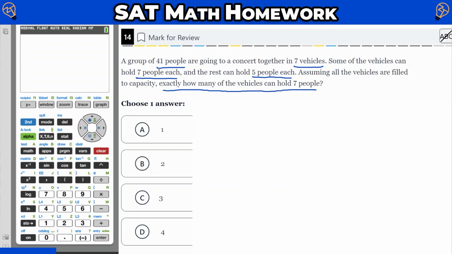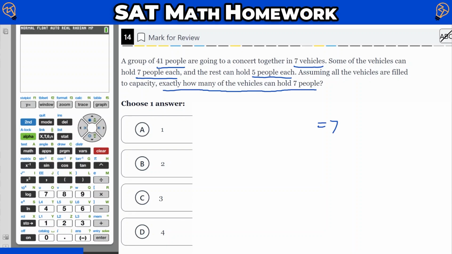So the unknowns here are the number of vehicles that can hold 7 people versus the number of vehicles that can hold 5 people. In one of these equations, what we're going to put here is we know there's a total of 7 vehicles. And so this equation is all about the number of vehicles.